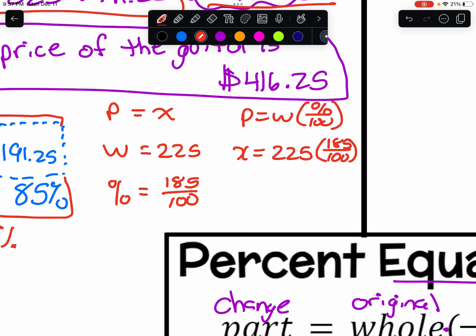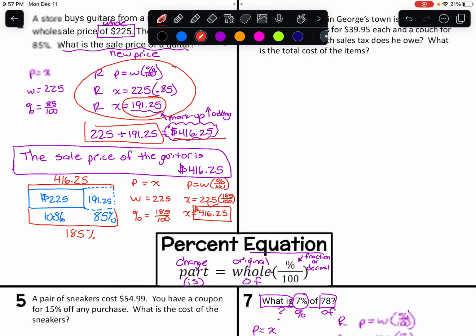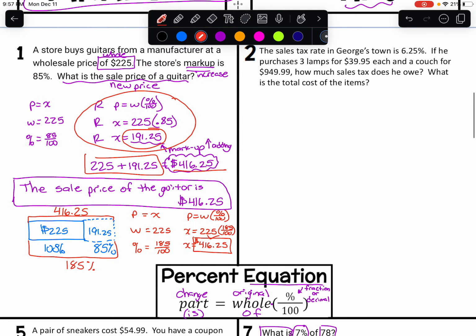Hopefully you see that when you put this in your calculator, this gives you the final answer of 416.25 right off the bat. So this working smarter, not harder way eliminates this additional step of adding, and it eliminates the possibility of you forgetting to add or subtract.